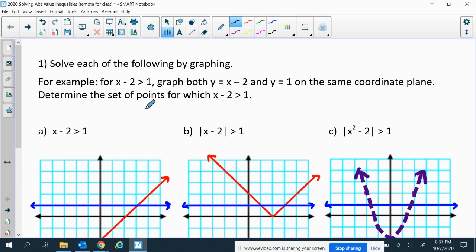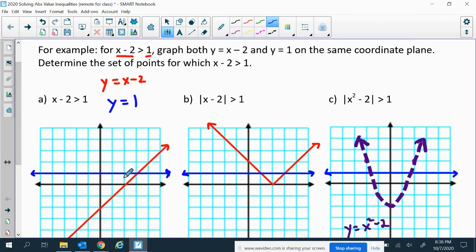This is about solving absolute value inequalities. We're going to solve each of the following by graphing. What it means to solve by graphing: there are a lot of different ways you can do it, but what we mean right now is taking each side of this inequality and setting it equal to y. So we're going to graph y equals x minus 2 and y equals 1.